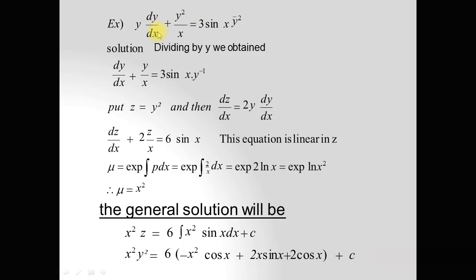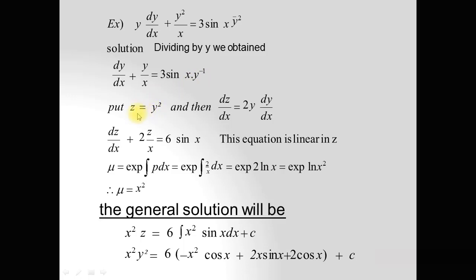y dy by dx plus y square divided by x is equal to 3 sine x times y to the power minus 2. So this is a Bernoulli equation. For the solution, dividing both sides by y, we obtain dy by dx plus y by x is equal to sine x times y to the power minus 1.